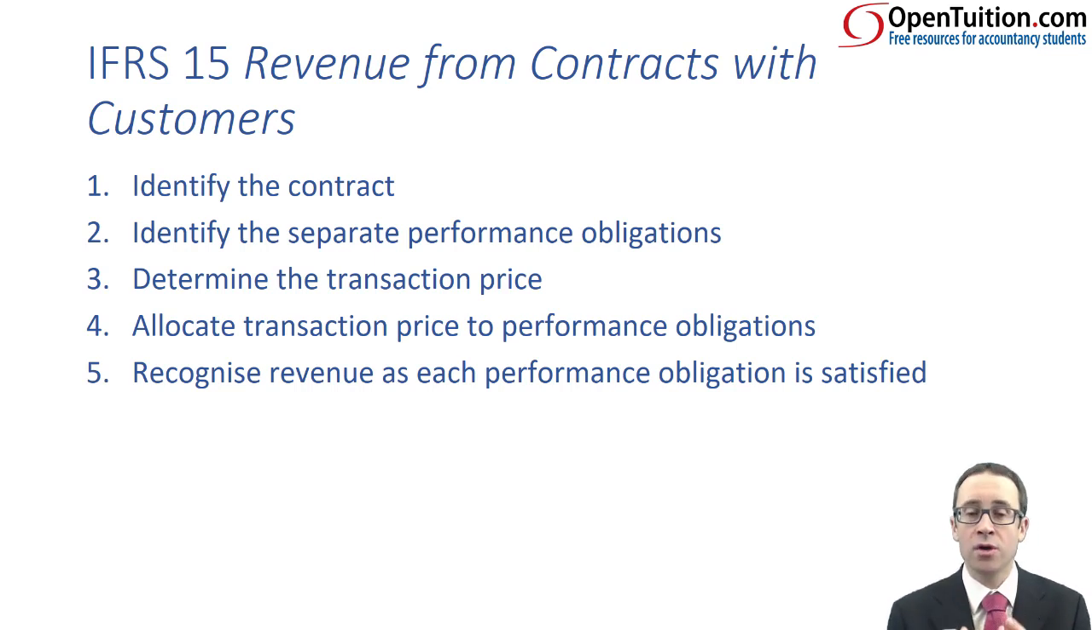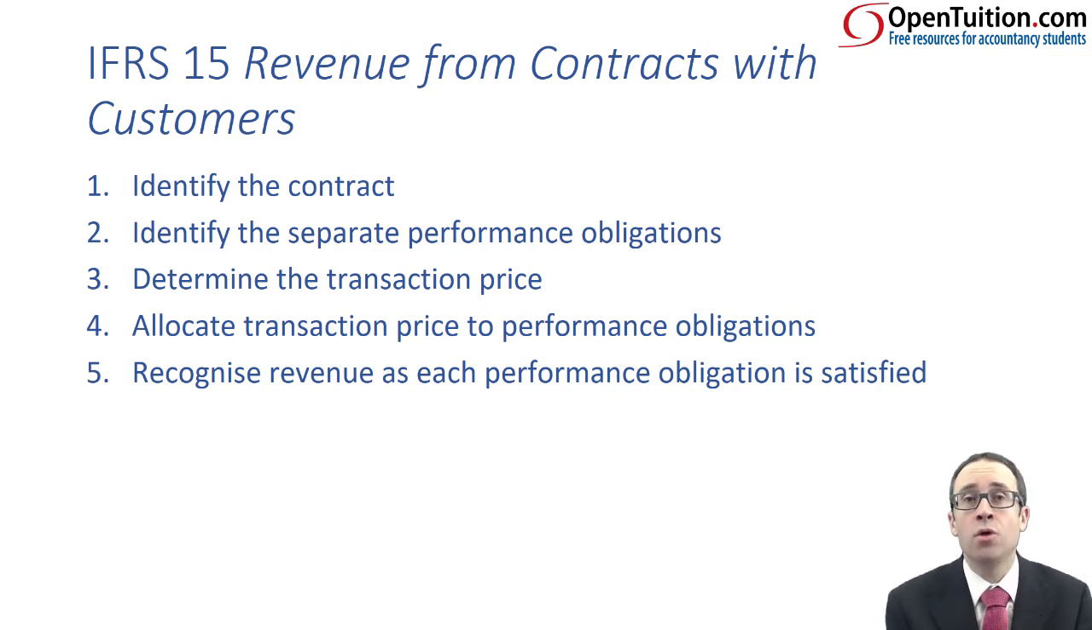So how much are you going to pay overall for this contract? That's the total price that is going to be paid. Once we've got the total price, we then need to allocate that total price to the performance obligations that we've identified in step 2. So part of that total price might go towards some goods. Part of that total price might go to the provision of some services. That's what we do in step 4. We split out that total transaction price amongst the different performance obligations.